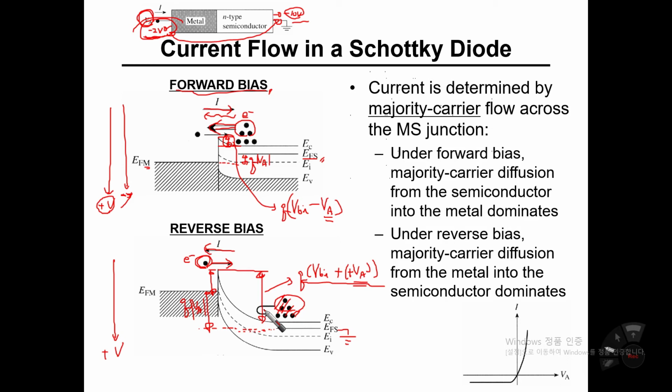So most of the free electrons in the conduction band in the semiconductor can diffuse toward the metal side, so that the direct current flow from metal to semiconductor can be formed.